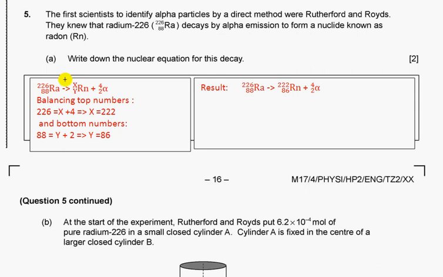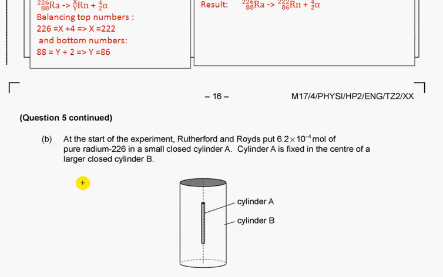So we write the nuclear equation. For the alpha particle we put proton number or charge 2, nucleon number 4. Then we balance top values and bottom values. For top values we have this equation from which we get x. For bottom values we have this equation from which we get y. After knowing all these values, we write the result. Finished.